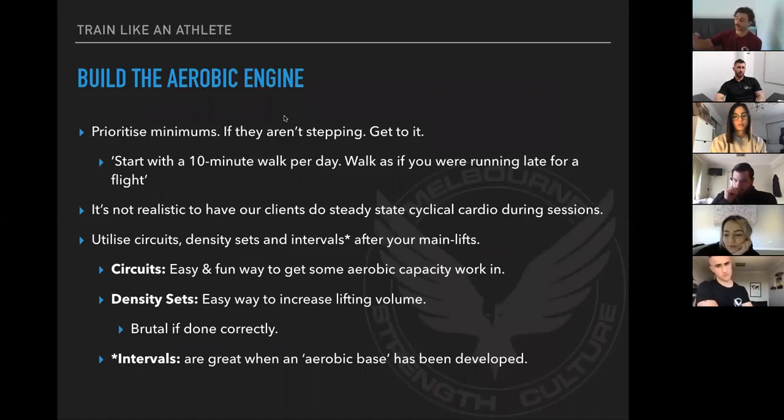Okay. If they're doing their 1 session per week with you and they're like, well, what else can I do to improve? And they're not doing more than 2,000 steps a day. That's your first priority. Okay. Get them moving more. This is my recommendation. Start with a 10-minute walk per day. Walk as if you're running late for a flight.